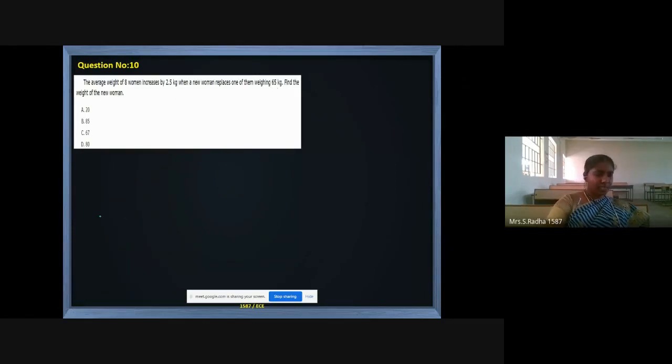Case 1: there are 8 people. When the average of 8 women is taken, let us assume it as x. X is the average. So I am taking 8 women in case 1.